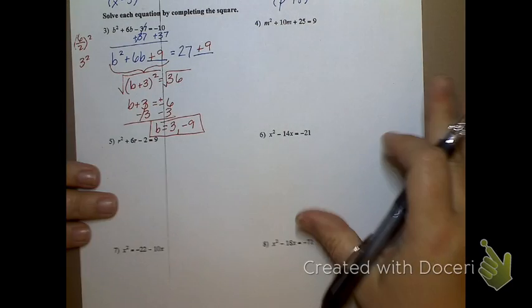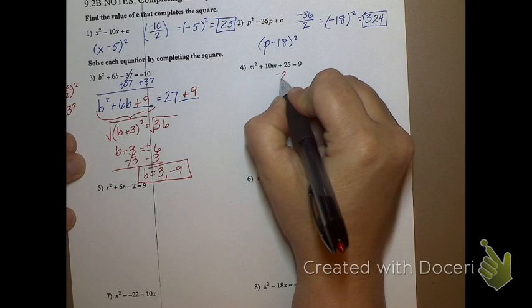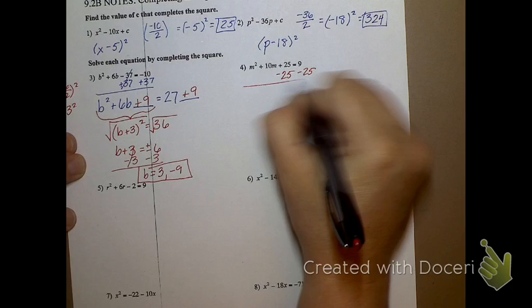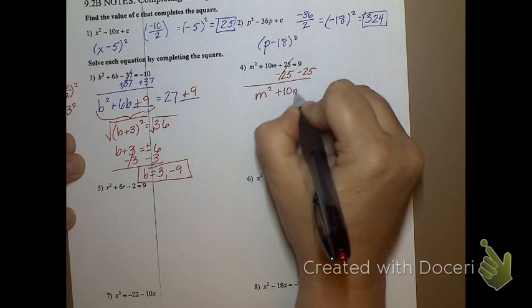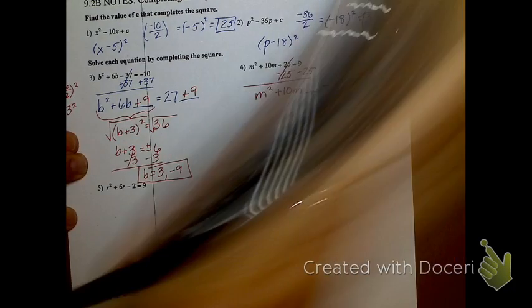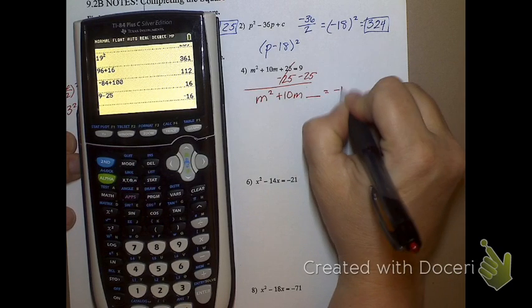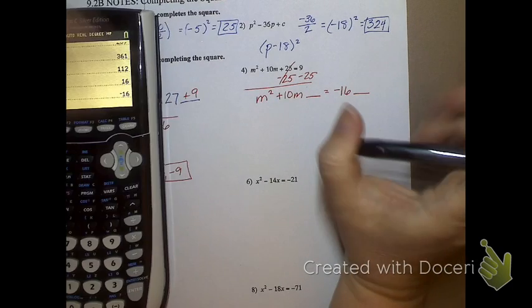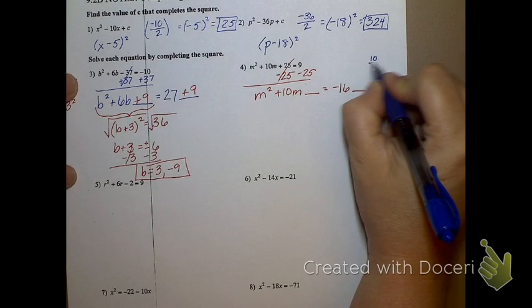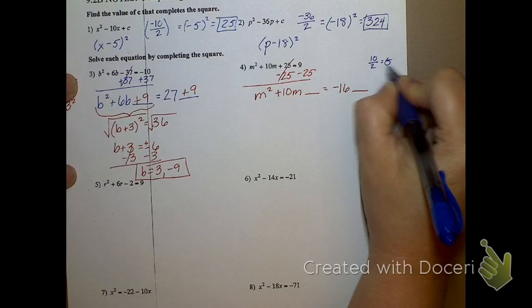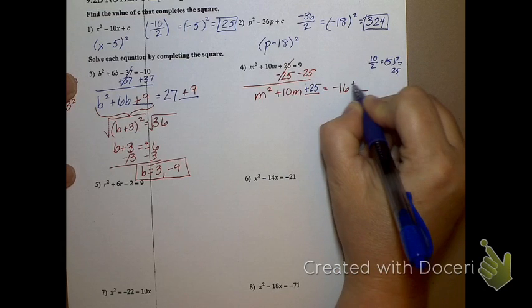All right. 4 and 5 should be just the same process, right? What am I going to do in 4? Subtract 25. So I have m squared plus 10m blank equals 9 minus 25 is negative 16 blank. What do I put in the blank? 25. 10 divided by 2 is 5, squared is 25. So I put plus 25, plus 25.